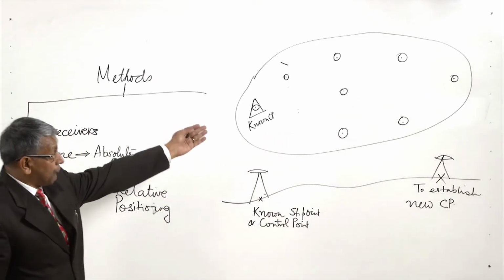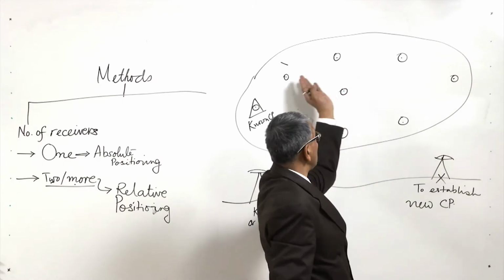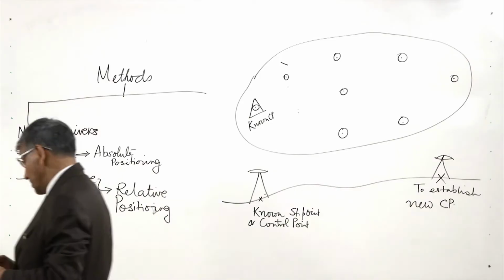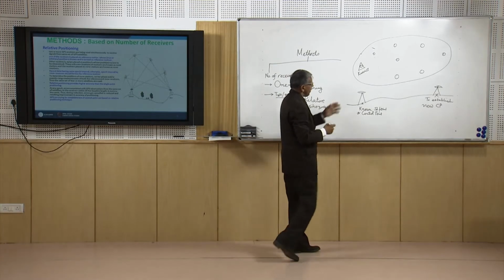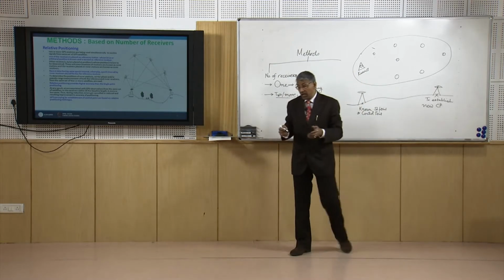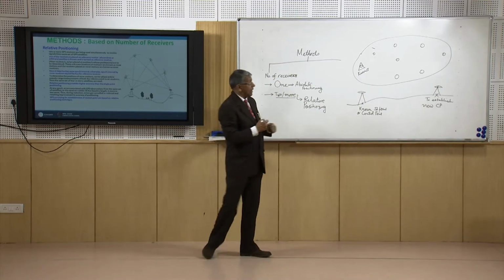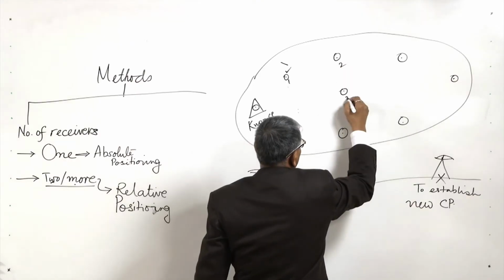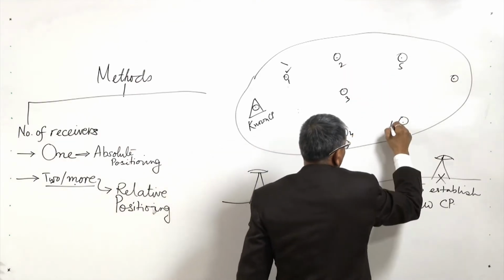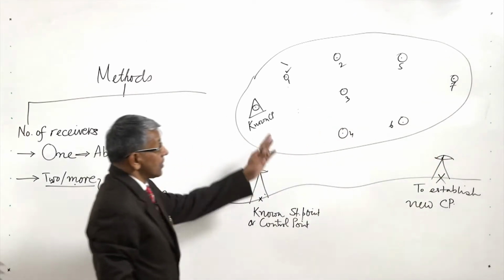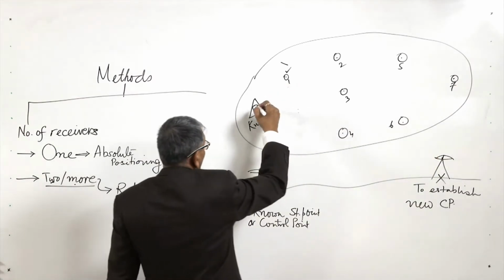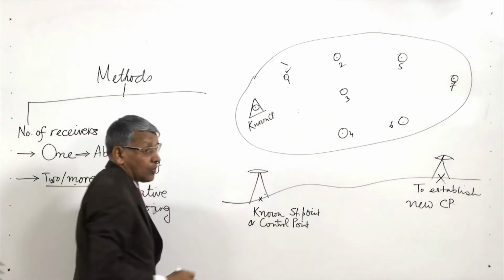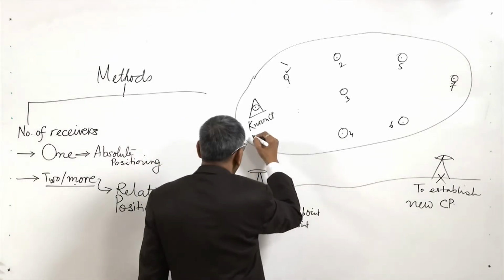So if we have more than one receiver, then we can set up the instrument over more number of locations. Now in this type of positioning we determine the position of unknown stations, unknown control points, suppose 1, 2, 3, 4, 5, 6, 7, all these control points. For all these control points we will determine the position with reference to the known control point.